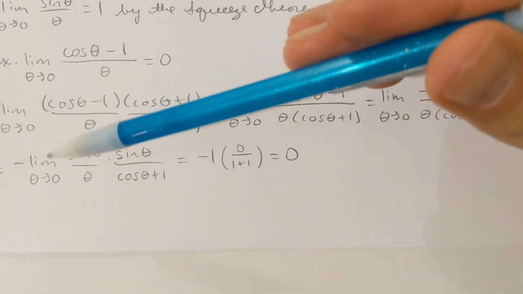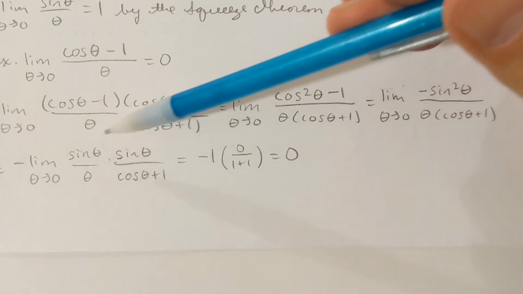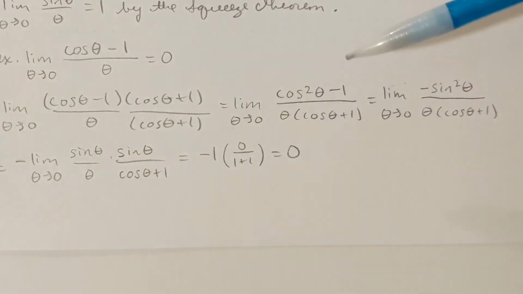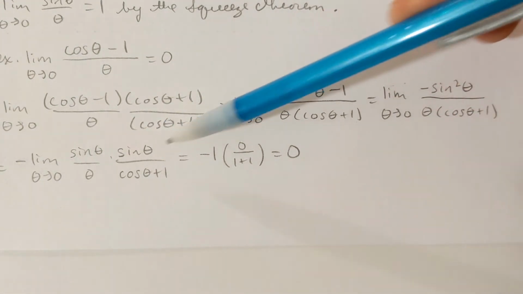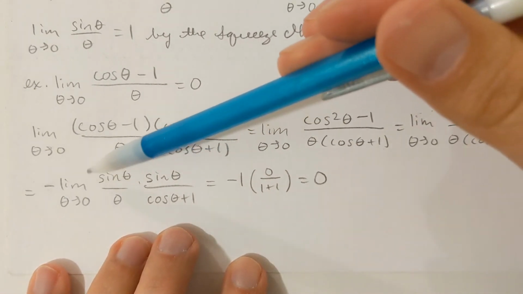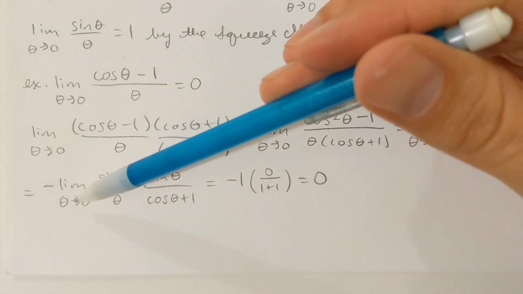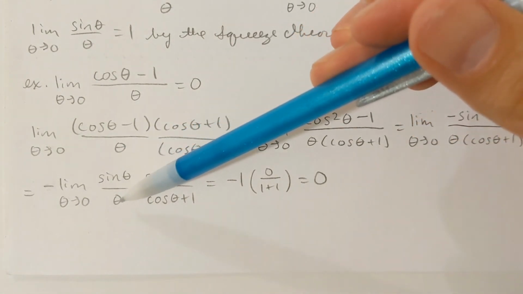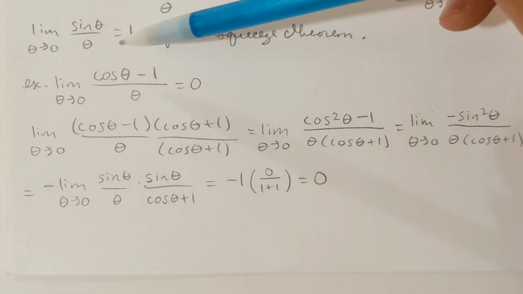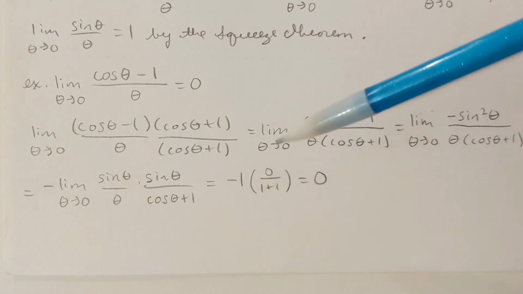So I've got negative, the limit as theta approaches 0 of sine theta times sine theta divided by theta times cosine theta plus 1. I'm going to go ahead and split that into two fractions, and I can split this into two limits if I want. The limit as theta approaches 0 of sine theta over theta is equal to 1, right? We just showed that. So I'm using that here in the proof of this other limit.